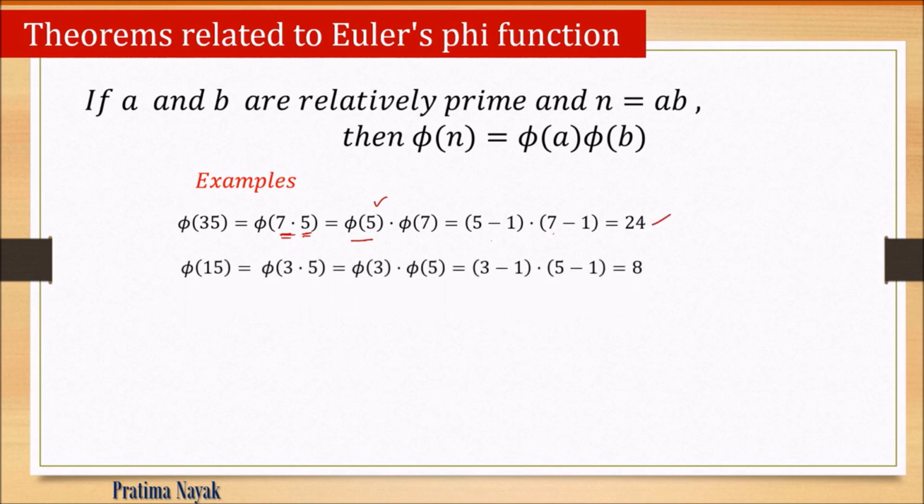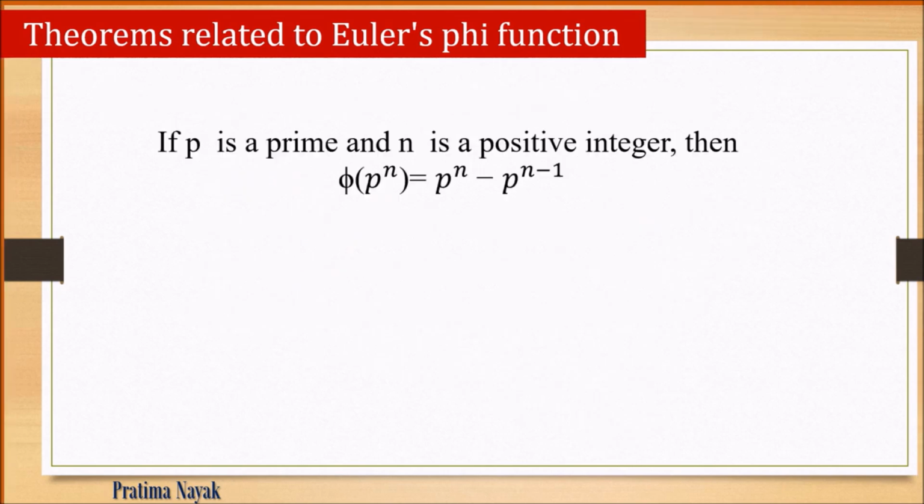Let us take another example. Phi of 15 can be written as 3 multiplied by 5. 3 is prime, 5 is also prime, and they are co-prime. So we can put this rule. That will be 3 minus 1, 2, times 5 minus 1, 4, that is 8. Similarly, phi of 21 can be written as 3 into 7, so phi of 3 into phi of 7, that will be 12. So bigger numbers can be written or arranged in this way.